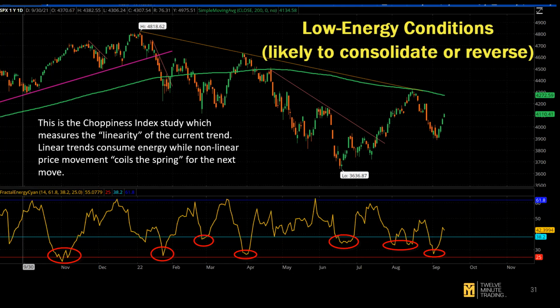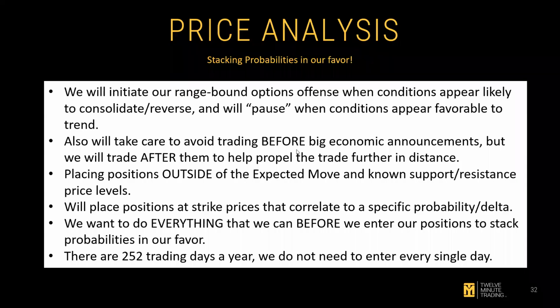Likely to consolidate or reverse. Right? So when we see this going into exhaustion, we're expecting this to consolidate until it builds up enough energy for the next swing. And it just happens over and over again.